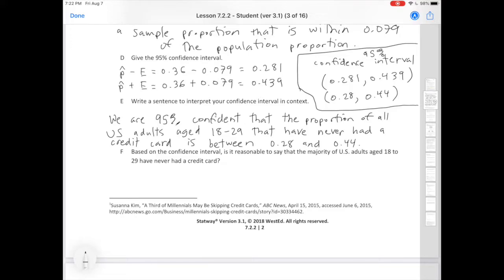Okay, so this is how we want you to write the sentence in context, okay? You need to understand what it is that you are finding when you find this confidence interval. You're finding an interval that you're pretty sure that the real answer sits inside of, okay?